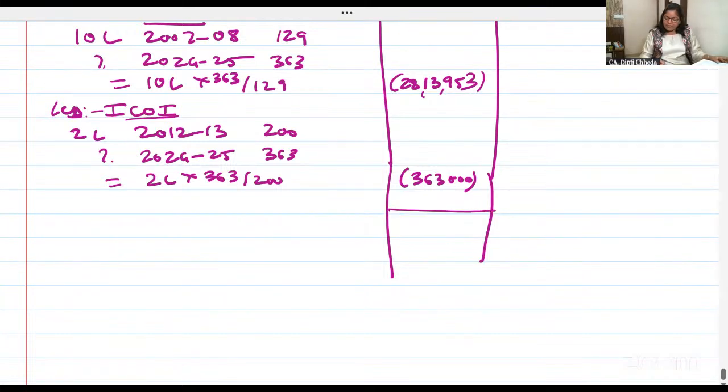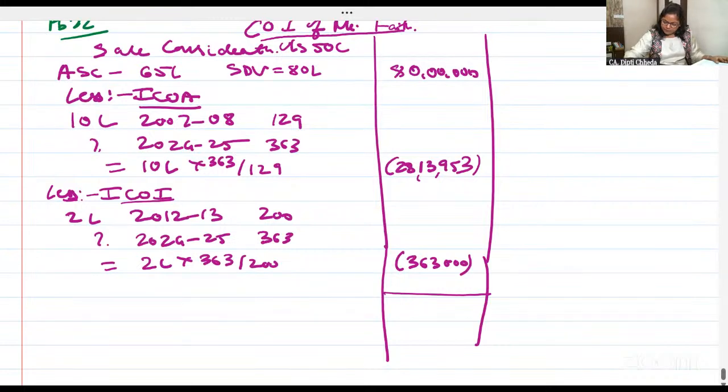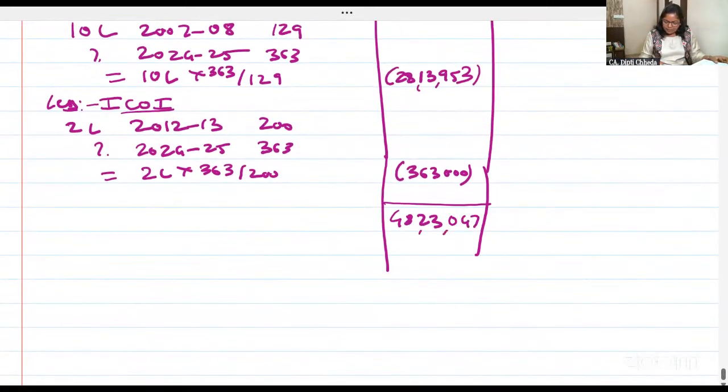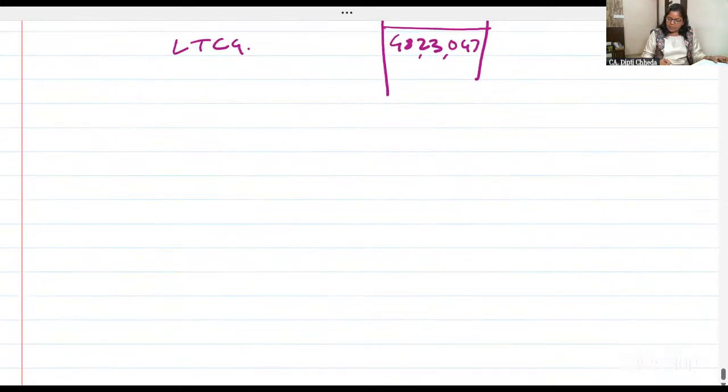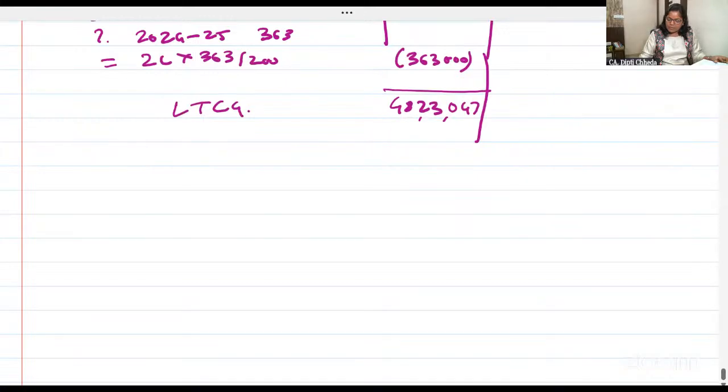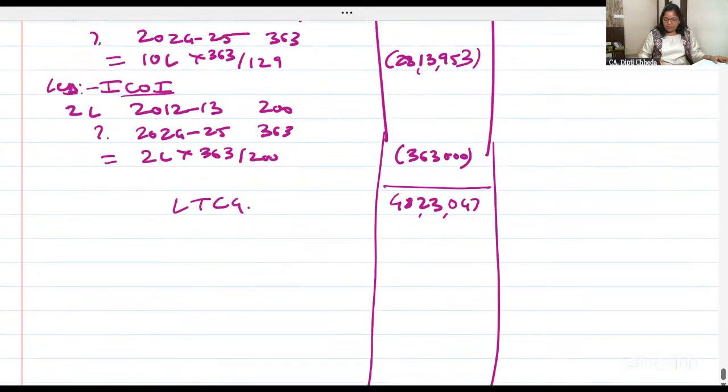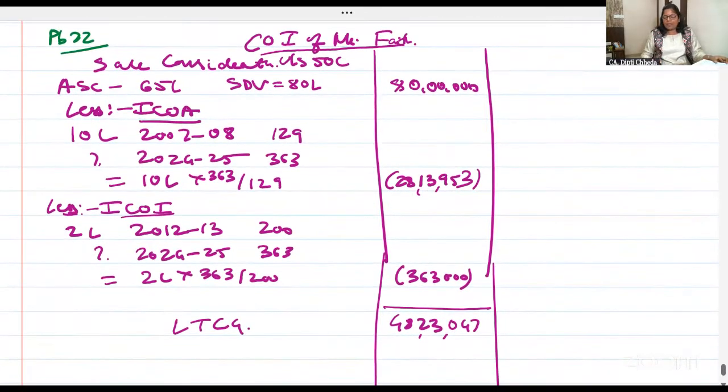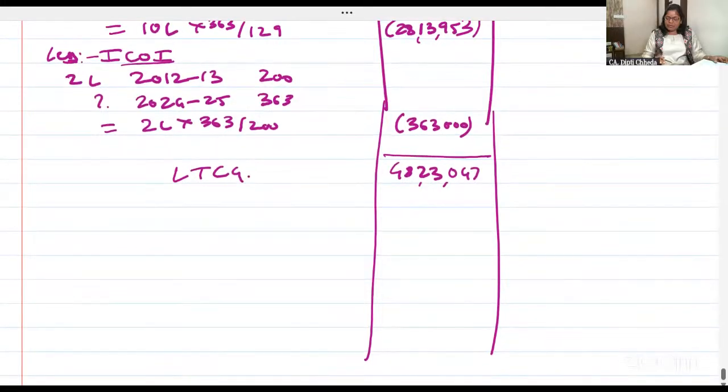So this property is sold now. Capital gain is coming 48,23,047. 80 lakhs minus index cost of acquisition and improvements, it's long-term capital gain. Now, you have sold the house and you have got long-term capital gain.